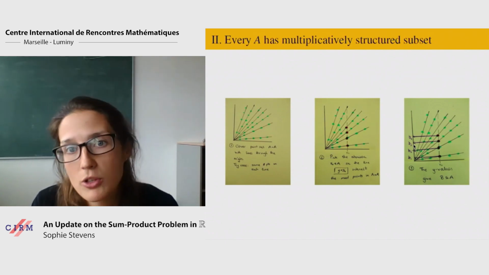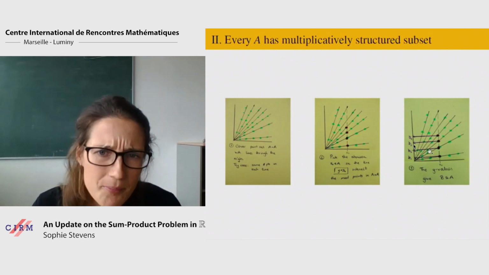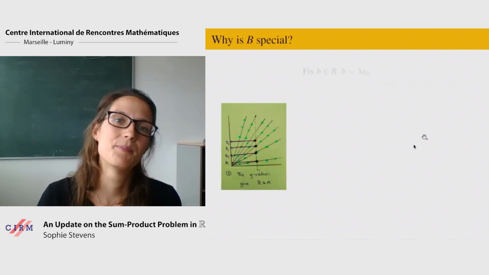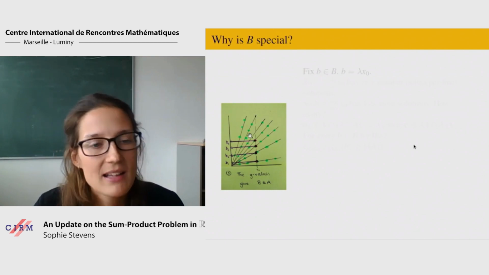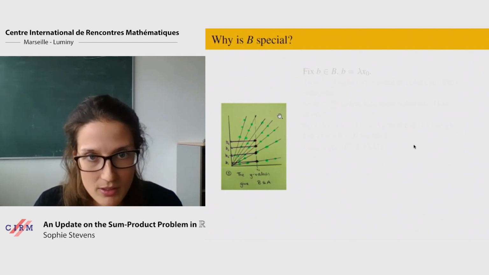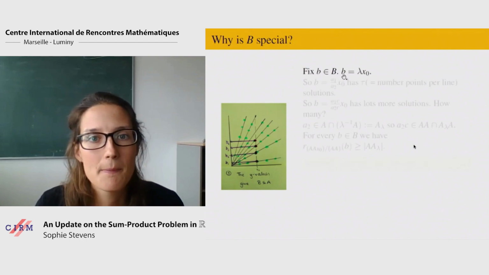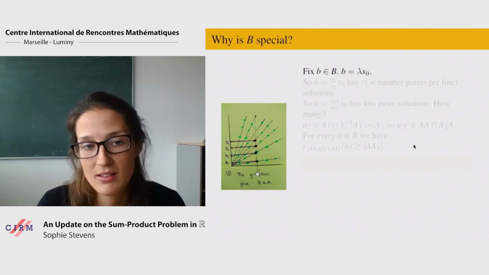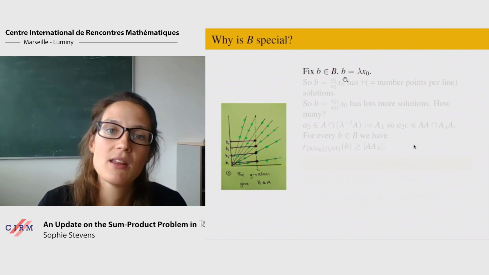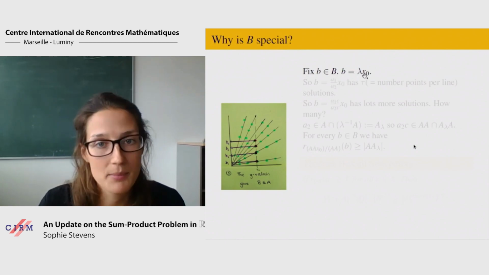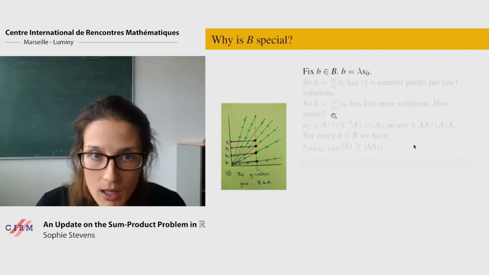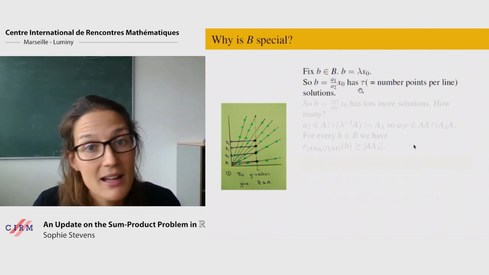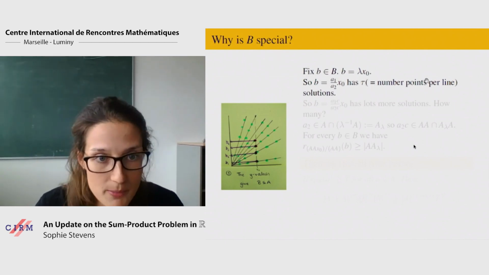And I claim that this subset has got multiplicative structure. So let me try and convince you of this in a very informal way. Why is B special? Let's look at any element of this subset that we've found, say b, which lives on a line through the origin that passes through this x0. So we can say that b is some lambda times x0, which means that we can write b equals a1 over a2 times x0 in at least tau different ways, where tau is the number of points per line.